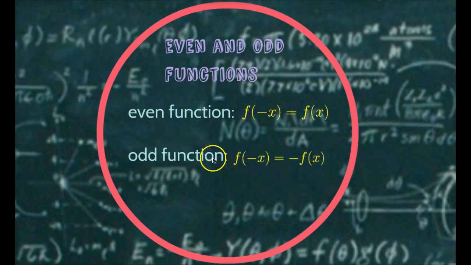I have an odd function when I do the same thing, so I take my original function and I substitute in a negative x. And when I simplify everything, in an odd function, I'll have a negative on the outside, or all of my signs will change in my function. So we're going to look at one example, and then you're going to do a couple, and then we'll be done for today.